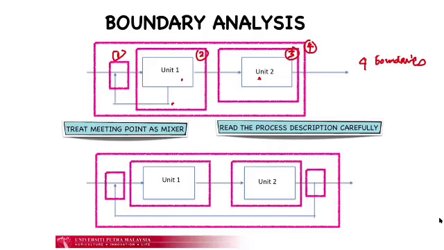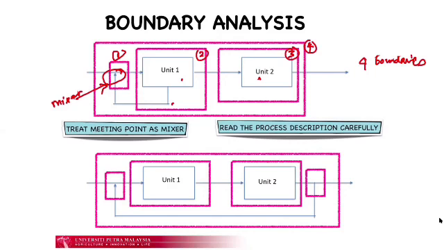As we mentioned previously, we are treating the meeting point, where the recycle stream meets the feed stream, as one unit, which we can call a mixing point or a mixer. So that will be one unit that we have. A second boundary is unit 1, a third boundary is unit 2, and the fourth boundary is the overall.